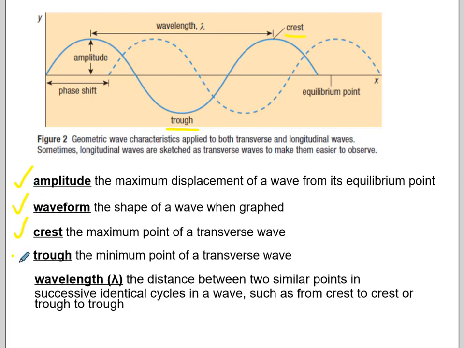Crest is the high point, trough is the low point. Wavelength, please note this little symbol, it's lambda. Looks like a little tent or something. It is the length for one complete cycle. That little symbol doesn't really communicate that super well, so make a note of that. That strange looking little lambda, this is wavelength, and that's the length of one complete cycle.